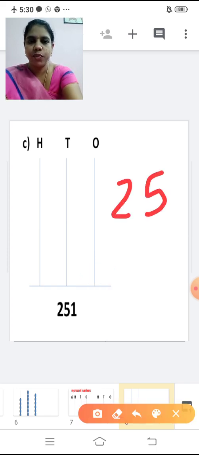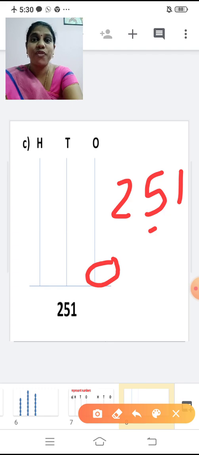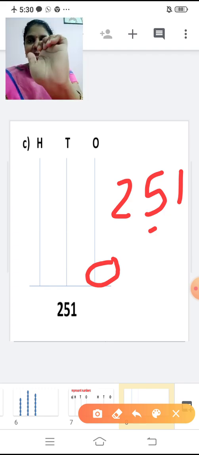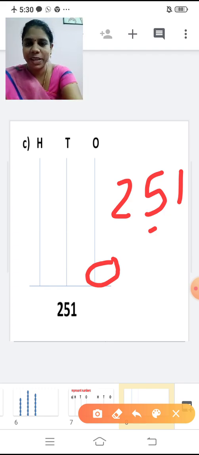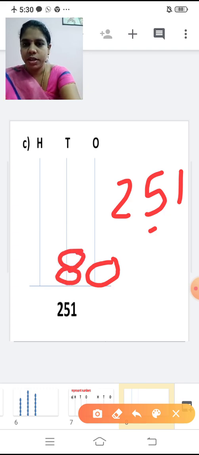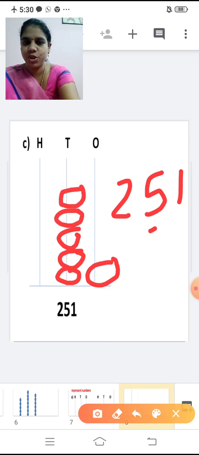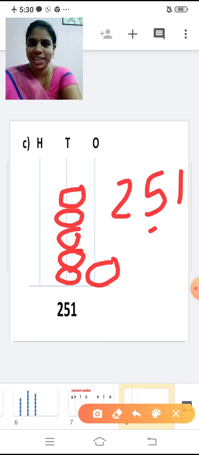And what number is there in the tens place now? 5. So you're going to draw 5 beads in the tens place. Shall we draw 5 beads now? Yes. 1, 2, 3, 4, 5. So I have drawn 5 beads in the tens place.